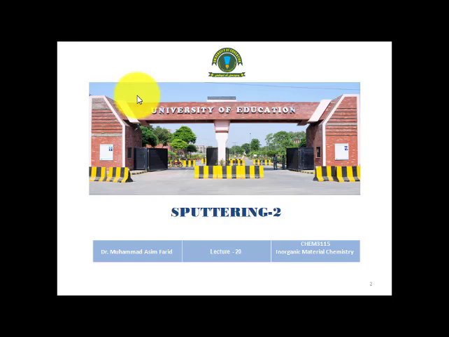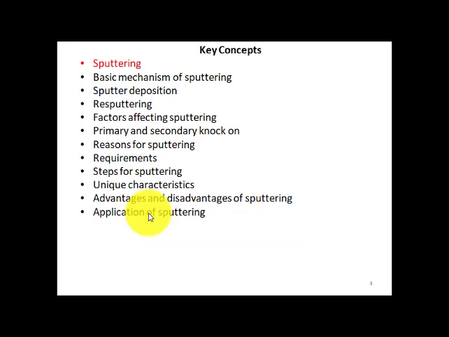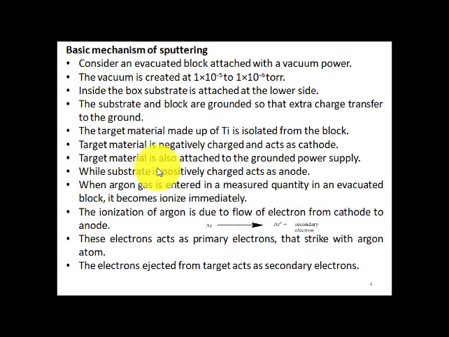In the previous lecture we discussed the introduction to sputtering, and in this lecture we will see more definitions in sputtering. The key concepts of this lecture are the basic mechanism of sputtering, sputter deposition, the re-sputtering process, the factors affecting sputtering, primary and secondary knock-on procedures, reasons for sputtering, requirements, steps for sputtering, unique characteristics of this procedure, and then advantages and disadvantages of sputtering. Starting from the basic mechanism, we will take an example to understand the sputtering procedure.